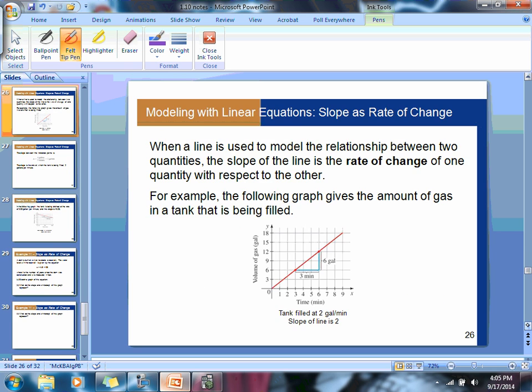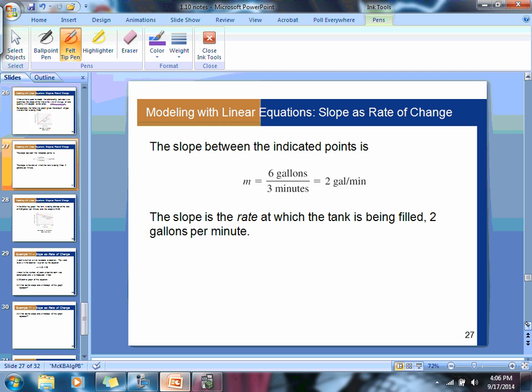Okay, last problem then is a word problem. And it talks about rate of change. Rate of change is a fancy schmancy phrase that means the same thing as slope. It's basically what slope is. It's how fast or how slow something is changing. And we have an example here of a gas tank that's being filled, and it takes 3 minutes to fill it up with 6 gallons of gas. So that means that its slope is 6 gallons for every 3 minutes. So that's 2 gallons per 1 minute.